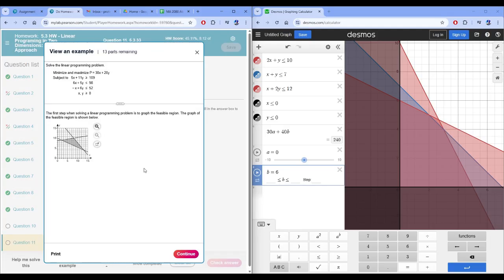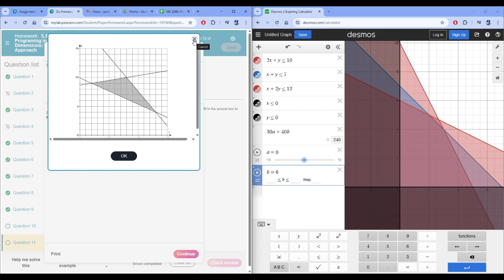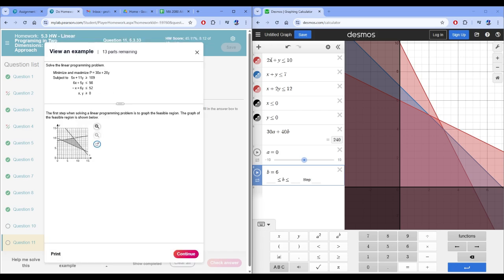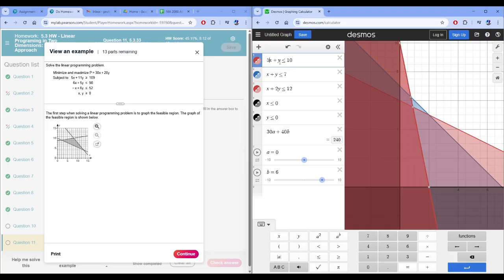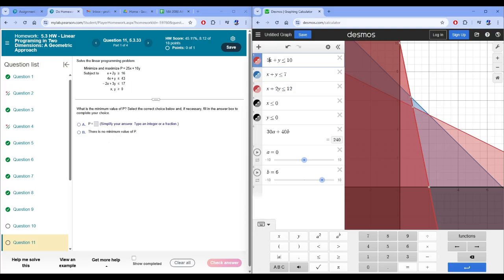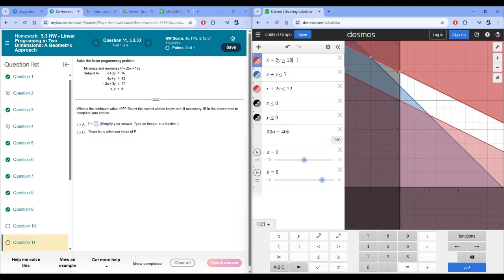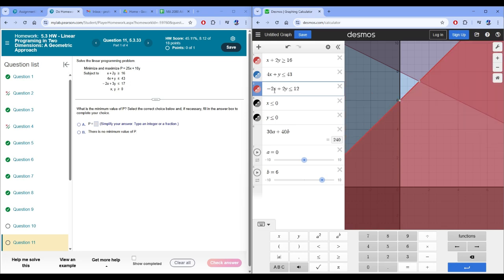Minimize and maximize. Let's just see what this graph looks like. Oh, this one's going to be this region right here. Interesting. All right, totally fine. Let's take a look so we don't have any confusion. Here, my equation is x plus 2y is greater than or equal to 16. My second equation is going to be 4x plus y is less than or equal to 43. My third equation is -2x plus 3y is less than or equal to 17, where x and y are both greater than 0.